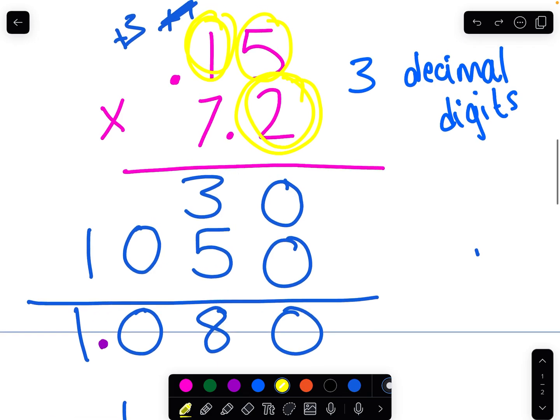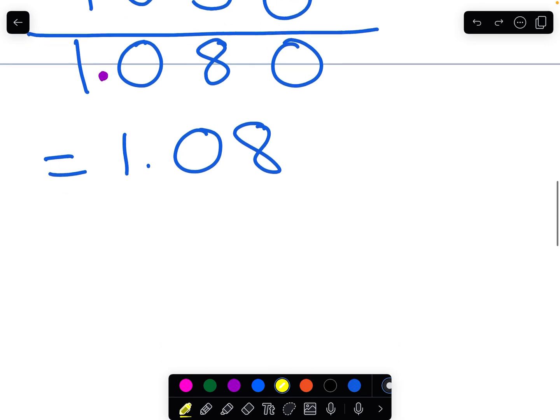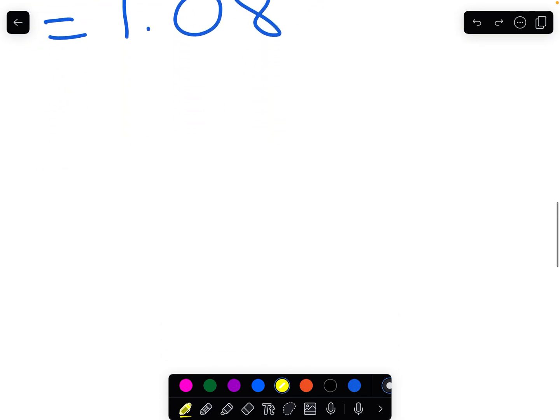Another way to say that is 15 hundredths times 7 2/10 equals 108 hundredths. Okay, let's use another real life example.